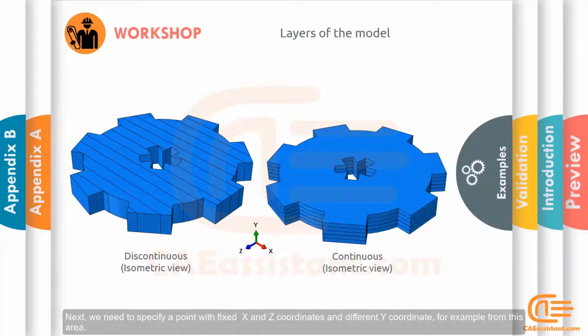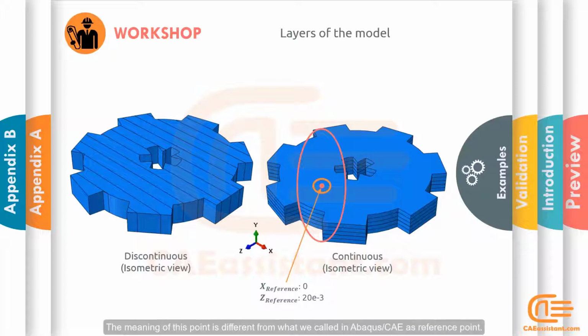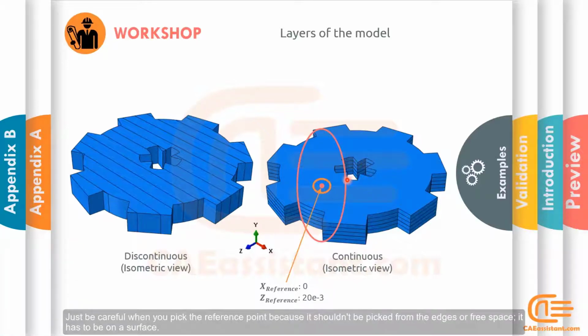Next, we need to specify a point with fixed x and z coordinates and different y coordinate, for example, from this area. This point must exist in each layer, and we call it the reference point. The meaning of this point is different from what we called in Abaqus CAE as reference point. You can see the coordinate of this reference point here. In each layer, only the y component of the point will differ. Just be careful when you pick the reference point, because it shouldn't be picked from the edges or free space. It has to be on a surface.